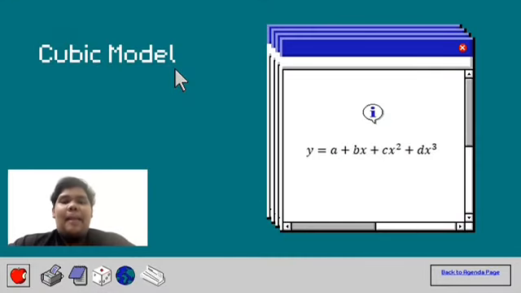Hi, my name is Muhammad Amir Irfan, and with me, let's talk about the cubic model. The cubic model is the same as the other models. We just add a cubic term to the equation from the previous model. So the equation for the cubic model is y equals a plus bx plus cx to the power of 2 plus dx to the power of 3. And this is the cubic equation. Let's continue to the next slide.